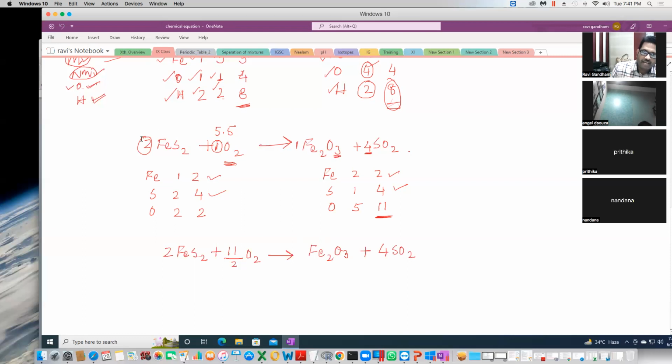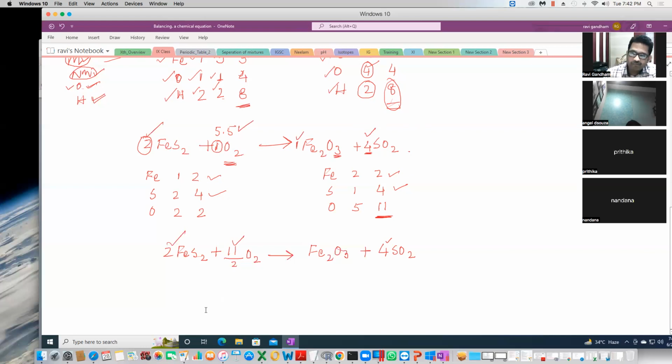See, I have taken a 2 from here. I've written the same 2. 5.5, I've written it as 11 by 2. There's a coefficient of 1 for Fe2O3. There's nothing to be written, because if you have a coefficient of 1, there's no need to write anything. Now you have a coefficient of 4 here, and you have written a coefficient of 4. This is clear till here?